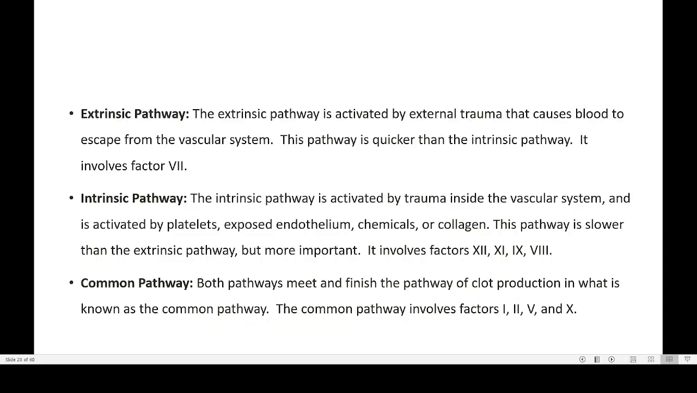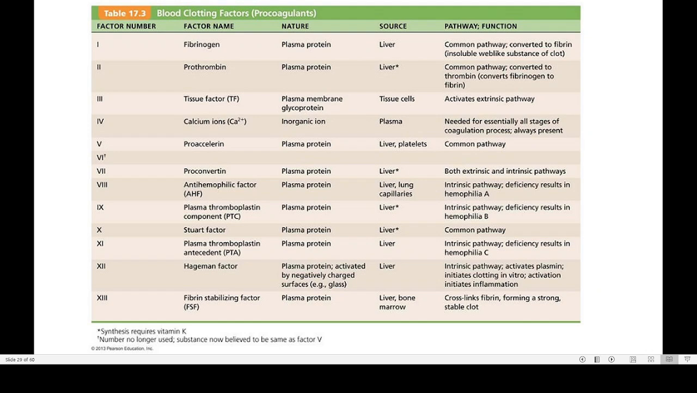Now, whether it is the intrinsic pathway or the extrinsic pathway, there is a last final pathway. Whether the clotting starts by the extrinsic pathway or the intrinsic pathway, finally it reaches a common pathway. In that common pathway, these are the factors which are involved: 1, 2, 5 and 10. You will see what they are. One means fibrinogen. As a result of the common pathway, fibrinogen will be converted into fibrin.